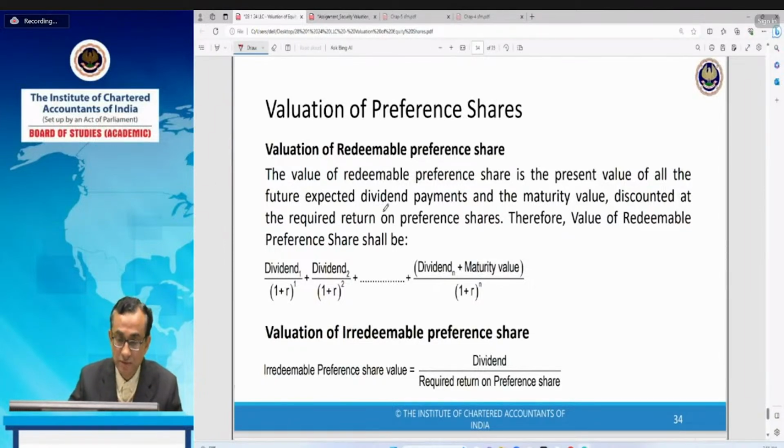Now, valuation of redeemable preference shares. There are two aspects to it: valuation of redeemable preference shares and the valuation of irredeemable preference shares.